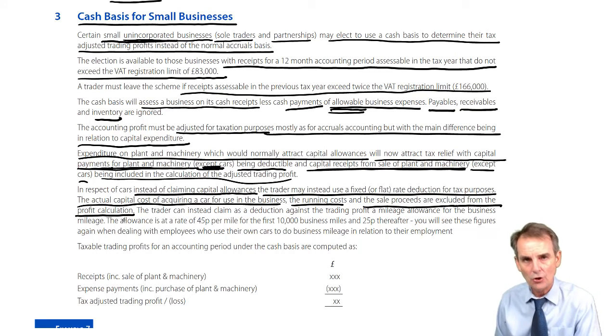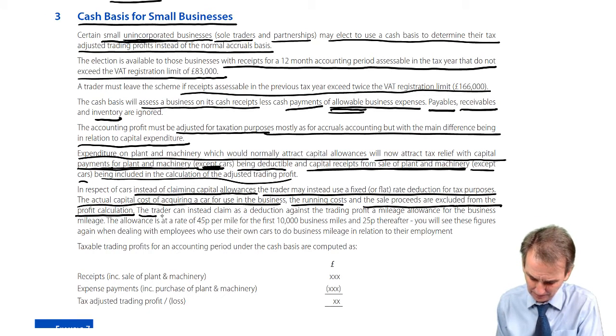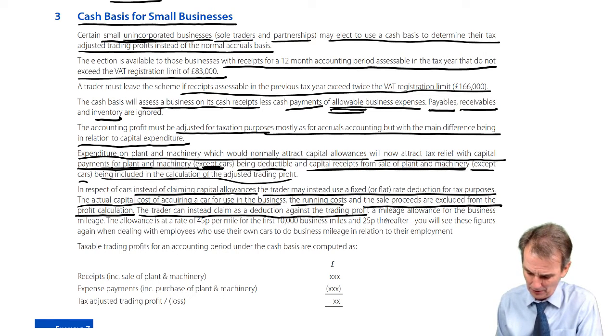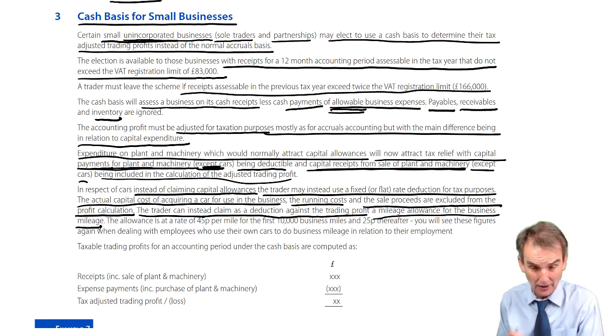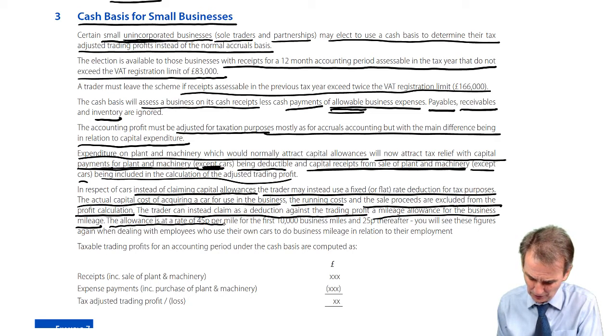But instead, we do get a deduction in relation to the business mileage for which we have used that car. It works this way. The trader can instead claim as a deduction against that trading profit what we call a mileage allowance for the business mileage. So again, we need to know, and you'll be told, what is the business mileage. The allowance is a rate of 45 pence per mile for the first 10,000 business miles and 25 pence thereafter.